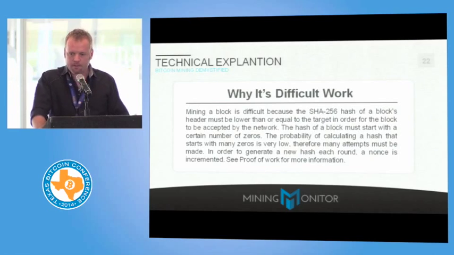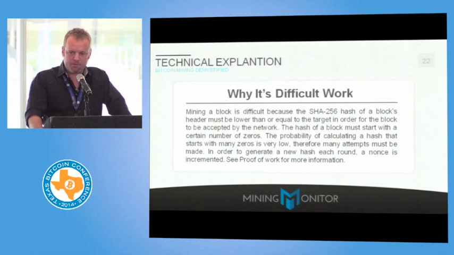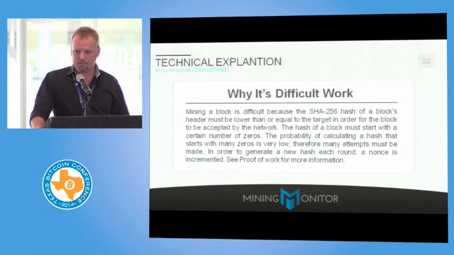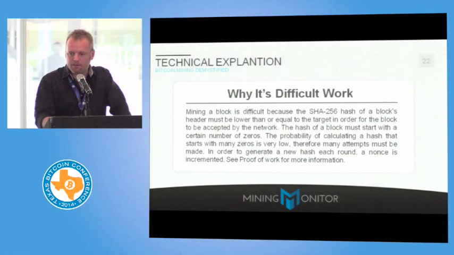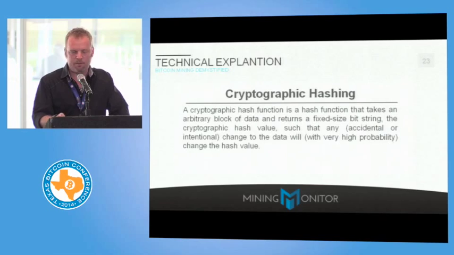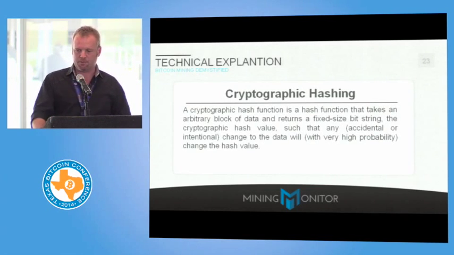And the reason it's difficult is because the SHA-256 hash of a block's header must be lower than or equal to the target in order for the block to be accepted by the network. The hash of a block must start with a certain number of zeros. The probability of calculating a hash that starts with many zeros is very low. Therefore, many attempts must be made in order to generate a new hash. We're going to look at exactly what the math looks like. And if you want to understand in more detail about proof of work, which is essentially what this is, it's a concept that essentially requires a certain amount of work to be done in order for it to be valid. That's probably a good place to go and learn more.